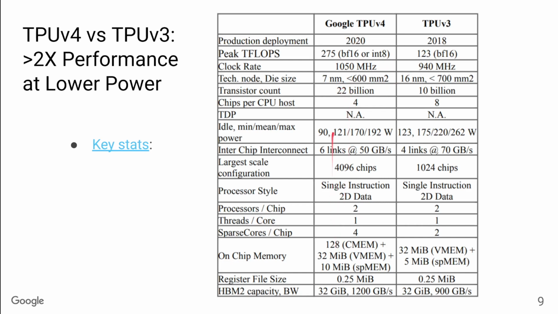I'll cover some of the other things. I mentioned the memory, 128 megabytes of CMEM, 32 megabytes of total VMEM, that's 16 megabytes in each of the cores, and then 10 megabytes for the Sparse Core memory. I'll be talking about Sparse Core a little bit later on.